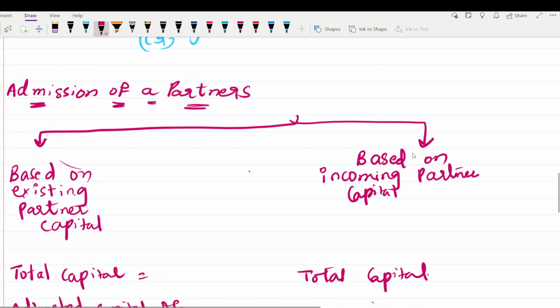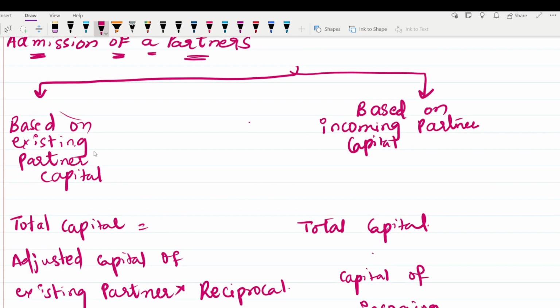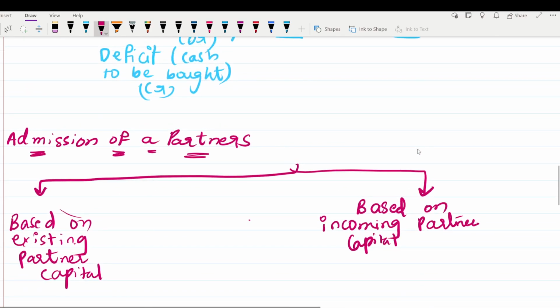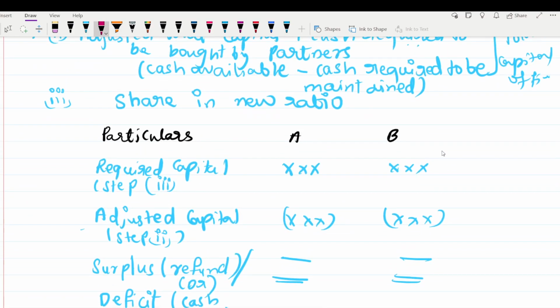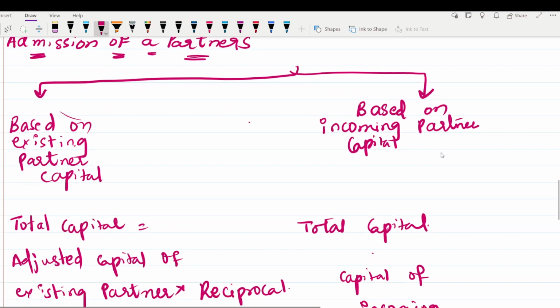What happens if there is an admission of a partner? In the admission of a partner, you get two types of capital account. One is based on the existing partners' capital accounts, and there is also a third type where generally the question itself states the required amount of capital the partner should maintain. In that case, you are not supposed to calculate adjusted capital. You have to directly take the capital given in the question. When the question says the partner wants to maintain a capital of 50,000 rupees, then you have to take 50,000 as the amount instead of adjusted capital.